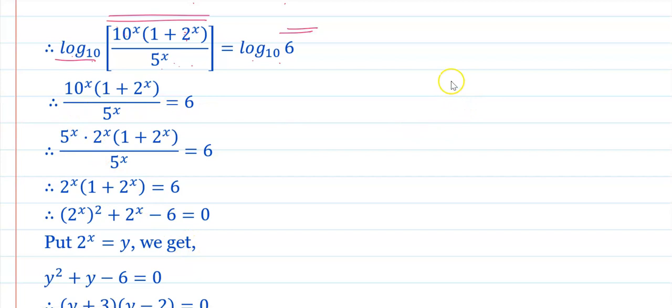Now this 10 raised to x, बघा इथे, this 10 raised to x can be written as 5 into 2 whole bracket raised to x, and that is equals to 5 raised to x into 2 raised to x. 1 plus 2 raised to x as it is, 5 raised to x as it is, that's equals to 6. आता दोन्ही sides of 5 raised to x, 5 raised to x get cancel. You will get 2 raised to x in bracket 1 plus 2 raised to x is equals to 6. पुढे simplification, 2 raised to x into 2 raised to x means what, 2 raised to x bracket square. 2 raised to x into 1 means what, 2 raised to x minus 6, and that's equals to 0.